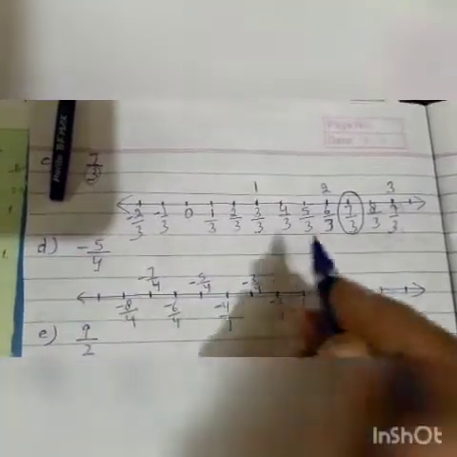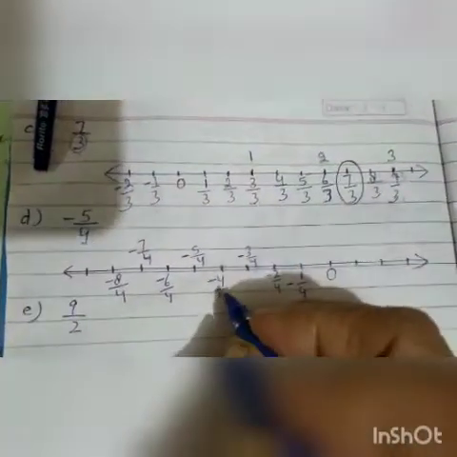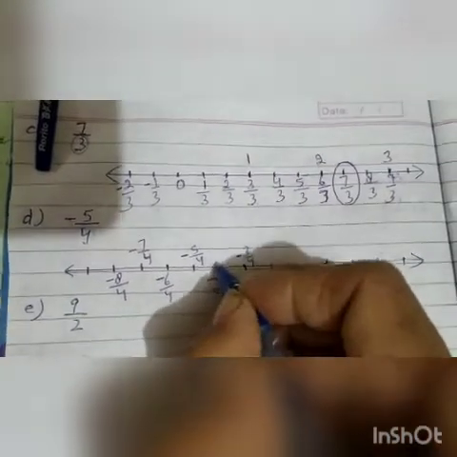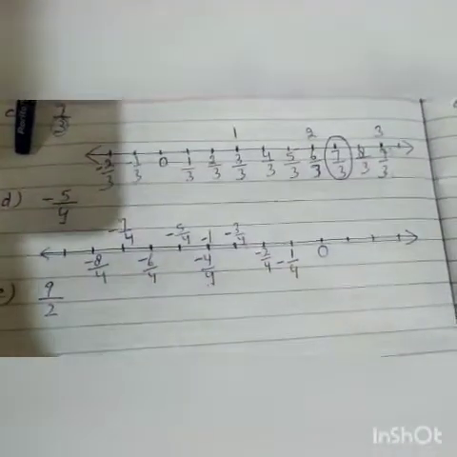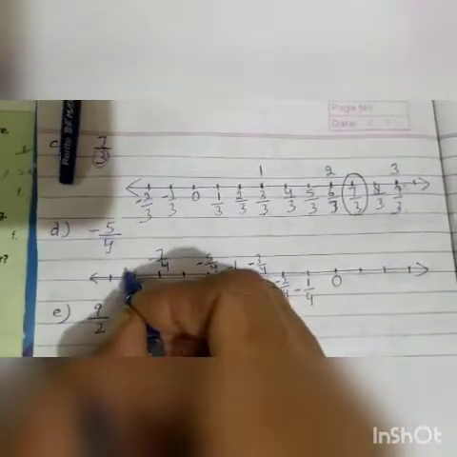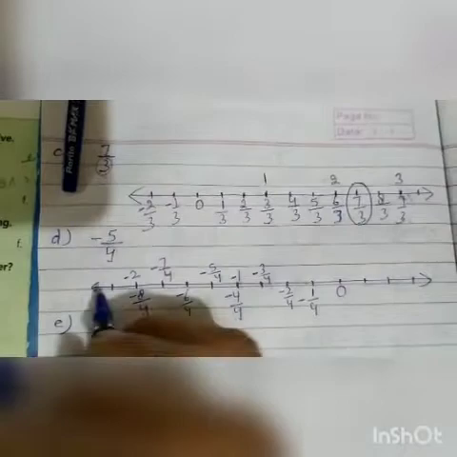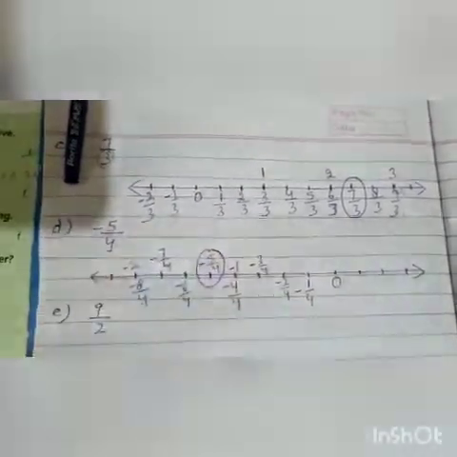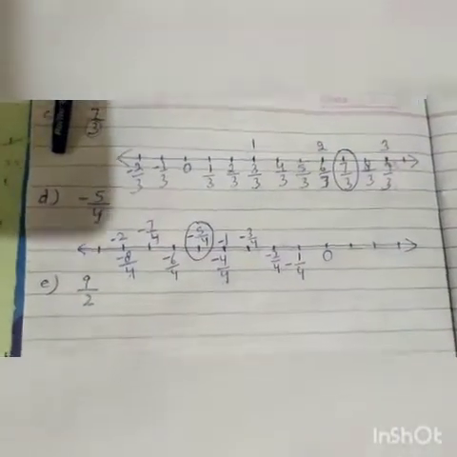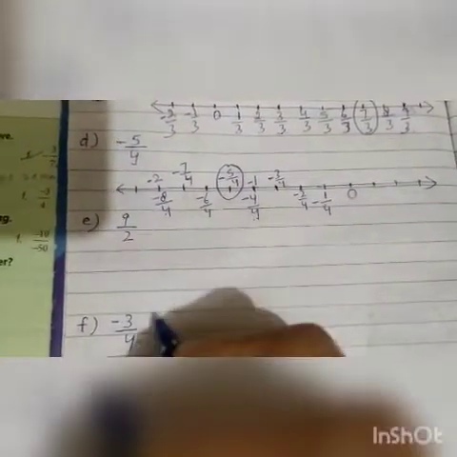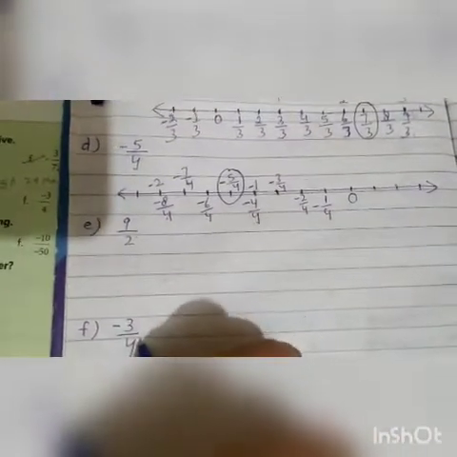Now we have to show minus 5 upon 4. Here 4 upon 4, 4 ones are 4. It means this is minus 1. Now minus 8 upon 4, 4 twos are 8. It is minus 2. We have to show minus 5 upon 4. This point will show minus 5 upon 4. Clear? Now do E and F part by yourself.